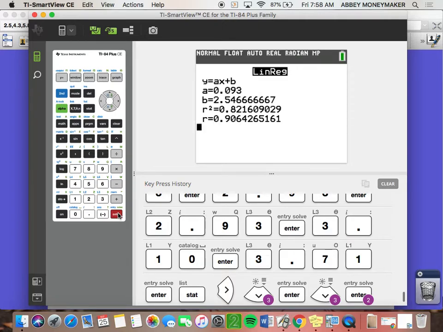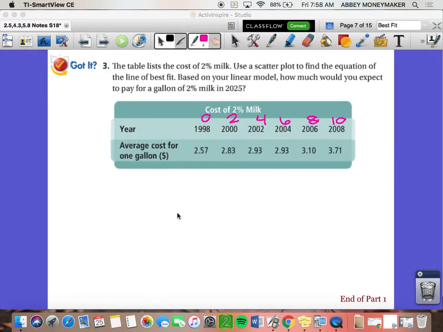So we get y equals 0.093x plus 2.547. Let's round that up to 7 because that's 6 repeating. And you'll notice that your R value is 0.90, so that's still pretty strong. It's really, really strong and positive. So now we're going to answer the question. We have our model. We said it was y equals 0.093x plus 2.547.